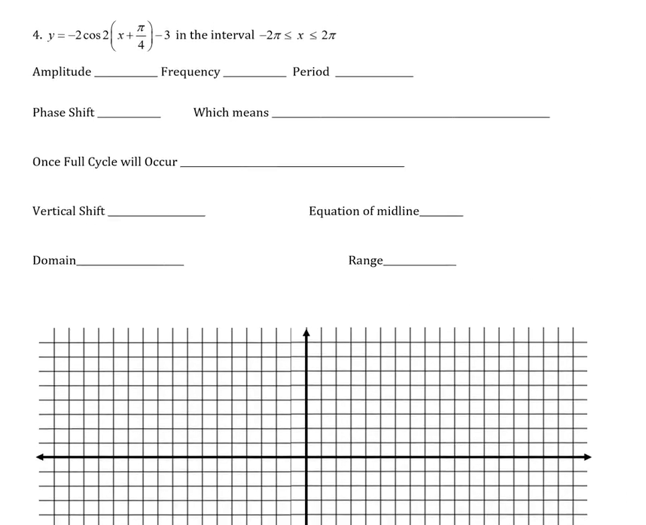And I'm looking at this function, which has a lot going on to it. I've got a reflection in the x-axis, an amplitude of 2, a frequency of 2, a phase shift of negative pi over 4, and then it shifted down 3. So I threw a lot at you. And I'm going to graph one cycle of this. So let's first answer some questions about it.